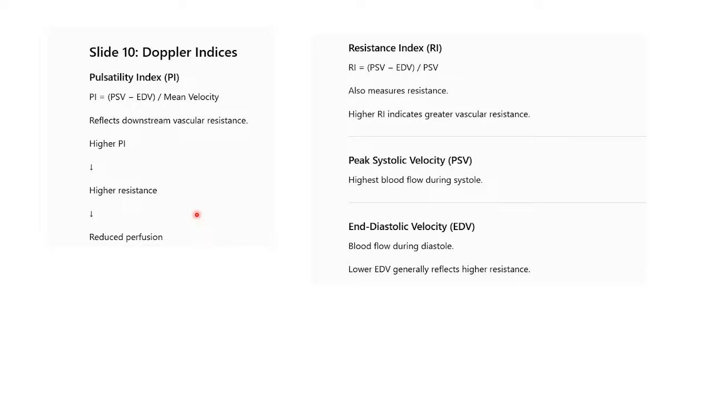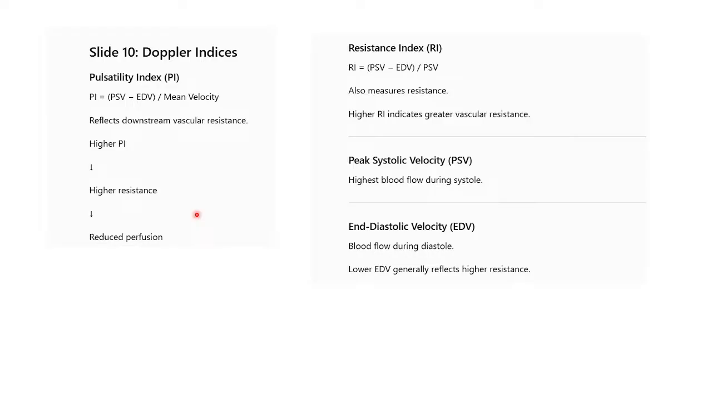The mean velocity simply means the peak systolic velocity plus the end diastolic velocity. If you add the two, then you divide by 2. That's the mean velocity. So it reflects downstream vascular resistance. The higher the PI, the pulsatility index, the higher the resistance and the reduced perfusion. So when there is a higher PI, we would have higher resistance, and we would also reduce what? Perfusion to the uterus. So you can see now the dynamics that is happening.